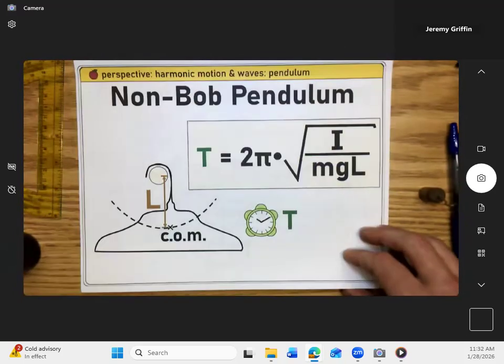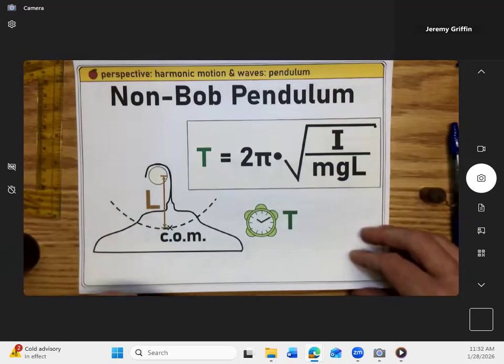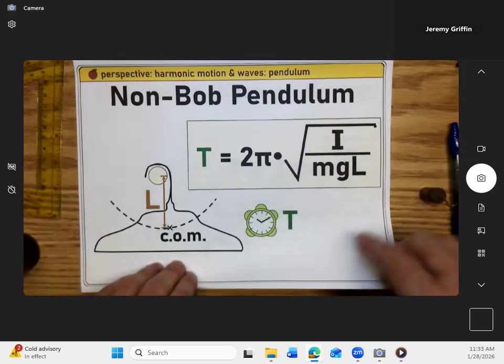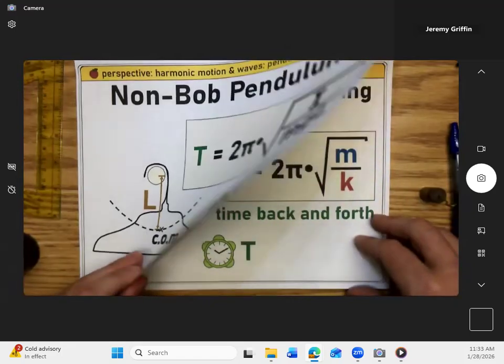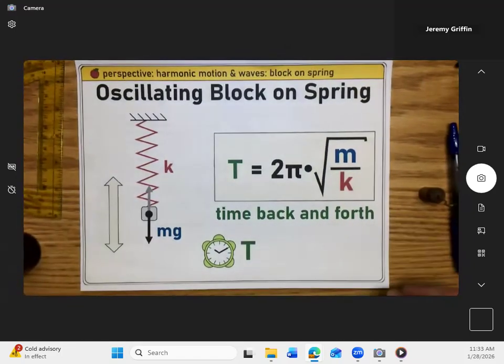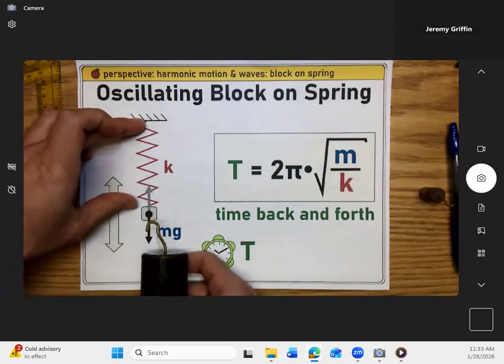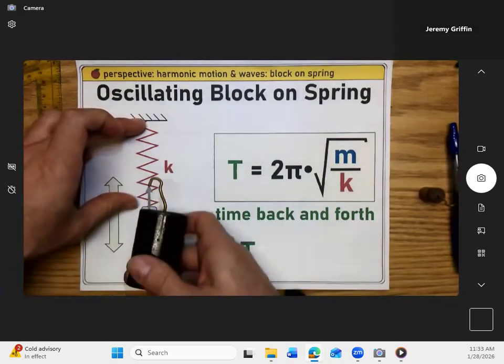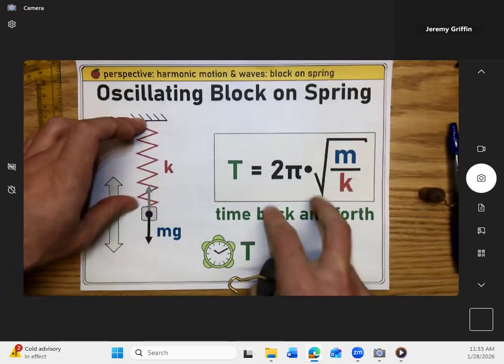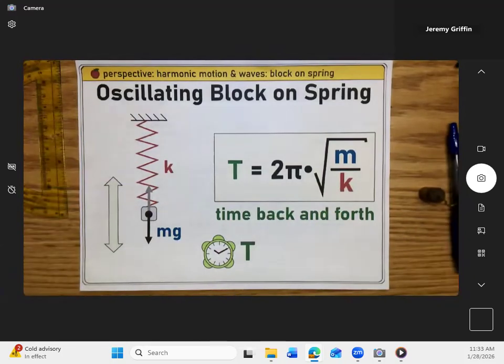I talked about this one a little bit yesterday, but AP only asked about simple pendulums, so I probably won't go this deep. Guys, an upcoming lab, pretty soon. Look for this one pretty soon. I give you some weights and a spring. And it turns out the time for this to oscillate looks like a really similar formula to the pendulum.